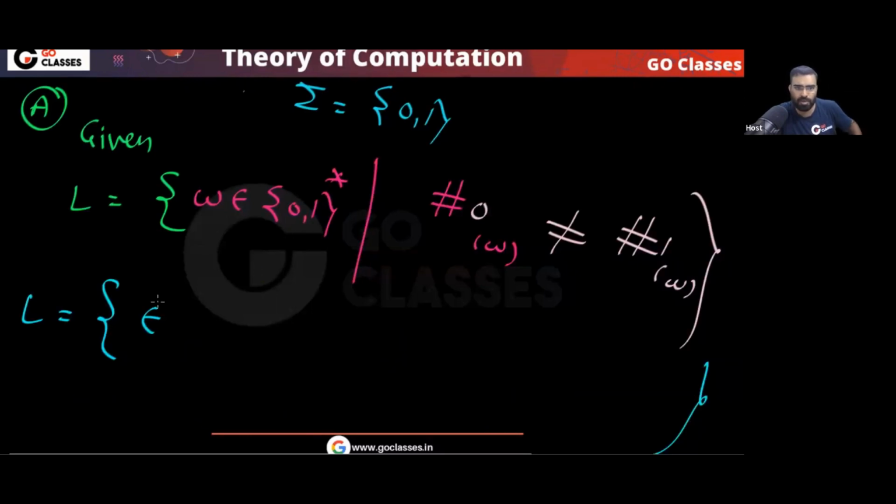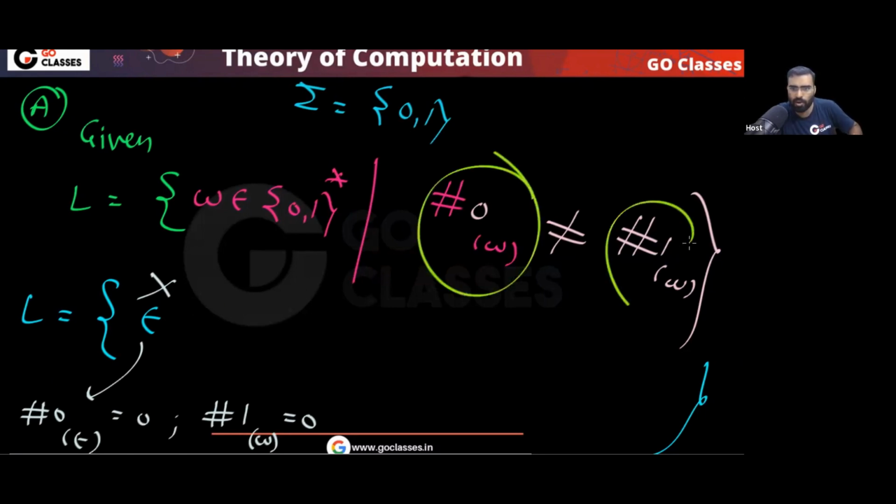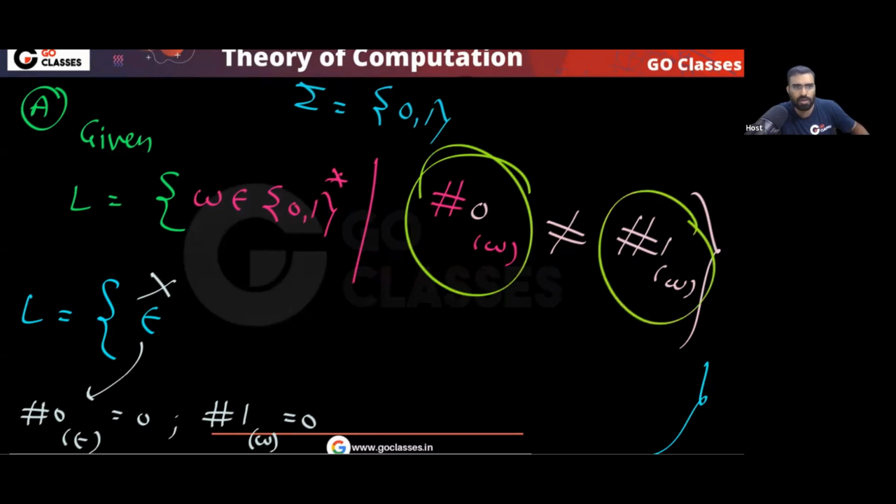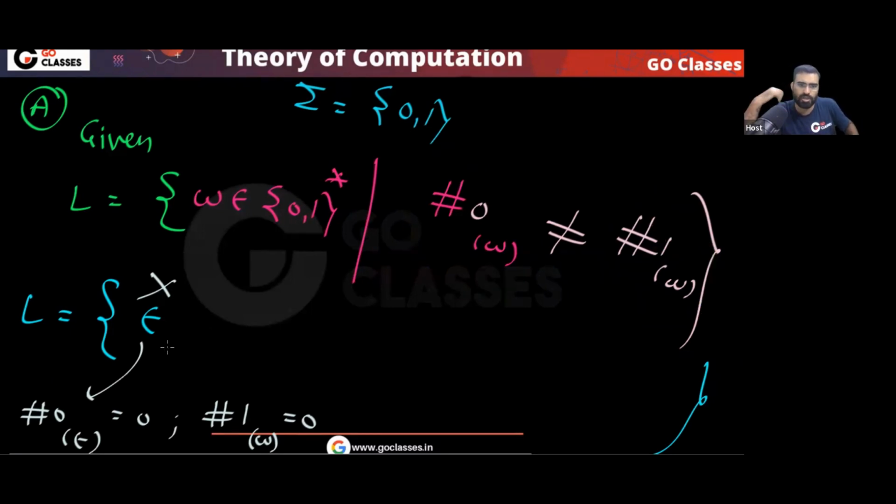No, the empty string will not be there. Why? In the empty string, how many zeros are there? That is 0. How many ones are there? That is 0. Number of 0s is 0, number of 1s is 0. So they are equal. So L does not contain the empty string.